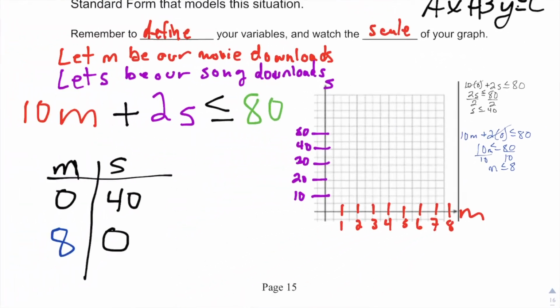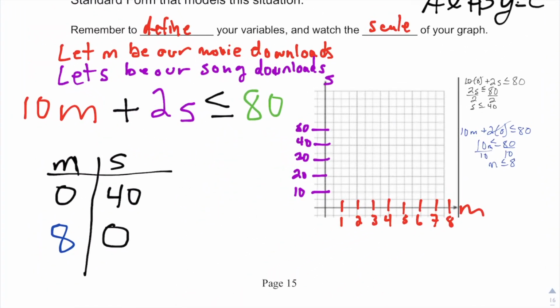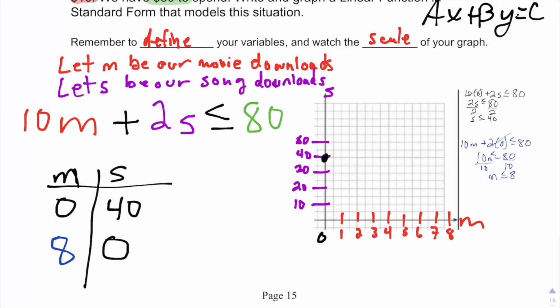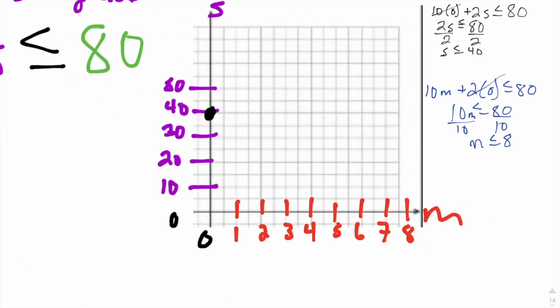Then I just come back over to my chart, and I see that when m is 0, aka when m is right here at 0, then s is 40. So that is my s-intercept. And also when s is 0, which s is 0 right here, m is 8. So all the way out here, just a little off the graph. And then I draw my line like this.